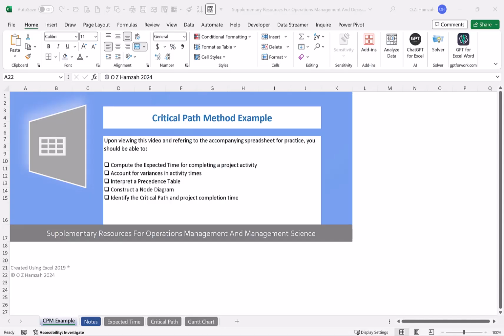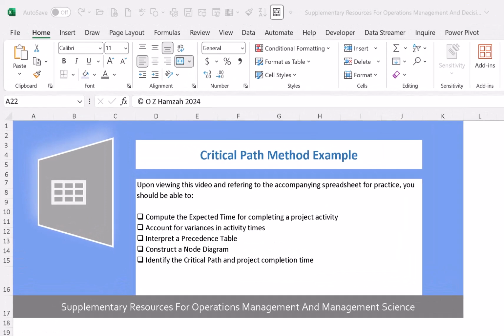After completing the viewing of this video and the accompanying spreadsheet, you should be able to compute the expected time for completing a project activity, account for variances and standard deviation in activity times, interpret a precedence table, construct a node diagram, and also identify the critical path and the possible project completion time.